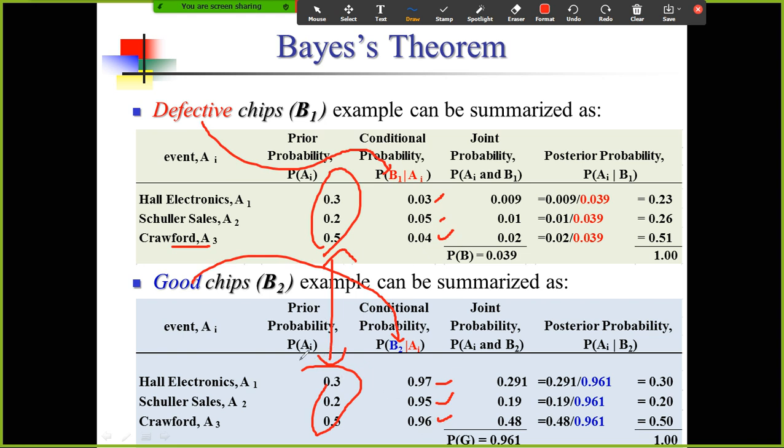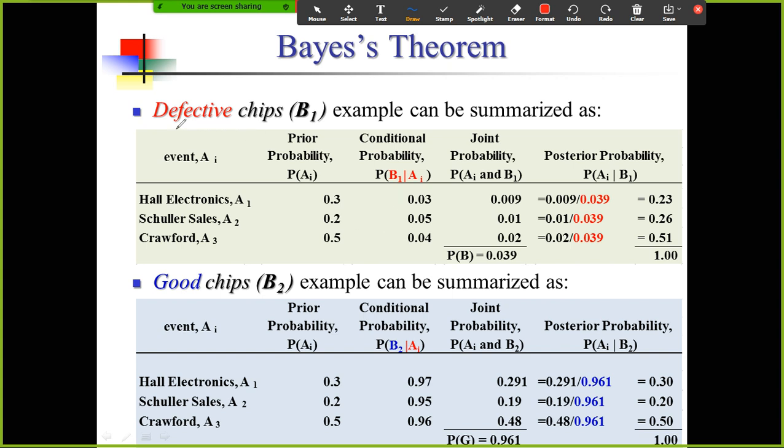So when we know the prior probability and the conditional probability, when we multiply each other, we get the joint probability. This is the probability of working. This is not working, this is working. Among the working group of chips, when we select one randomly, this one comes from Hall, we get 30%. If we take one randomly, it comes from Schaller, 20%, or from Crawford, 50%. That's why the total is 100%.